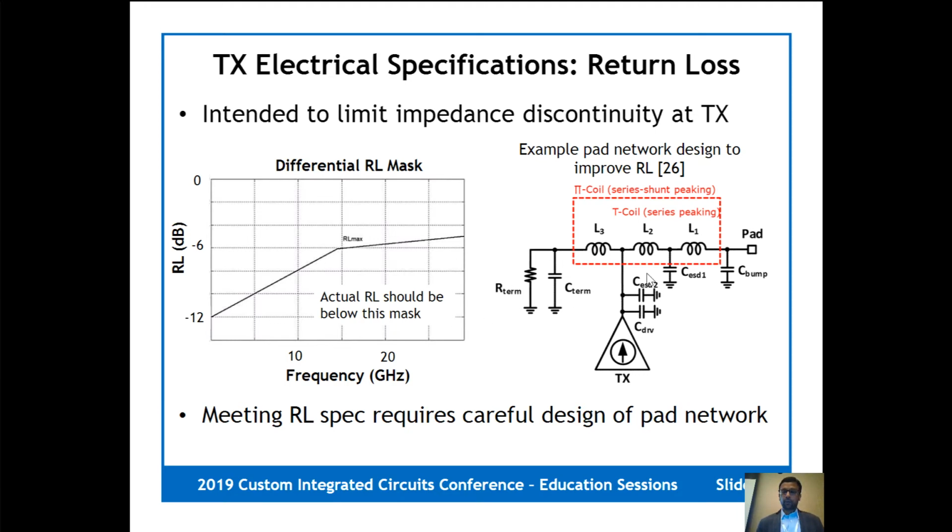And typically this will require some kind of distribution of your pad parasitics, like what is shown here from a 112 gig TX design. So you'll want to split your driver parasitics, the termination parasitics, and potentially even the ESD will need to be distributed in order to achieve this return loss spec. And a side benefit of doing this is also some bandwidth extension that you can pick up.